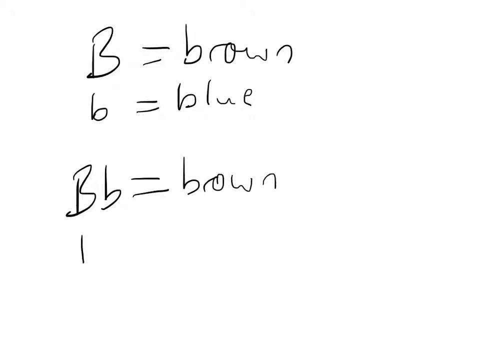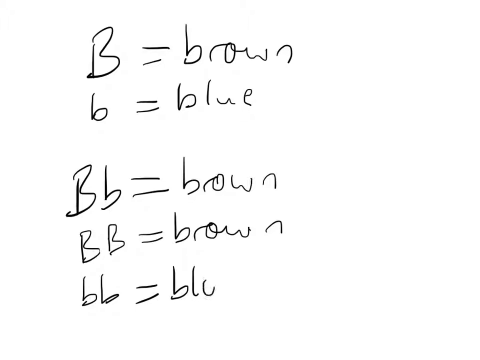If they've got big B, it'd be good if I could write. There you go, big B, that also equals brown. And if they've got little b, that means that they've got blue eyes.